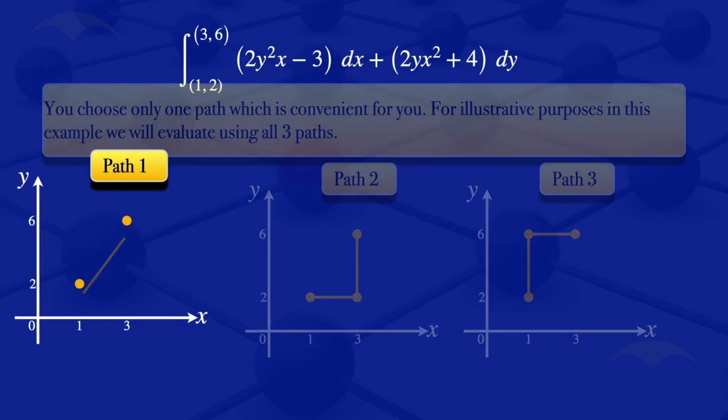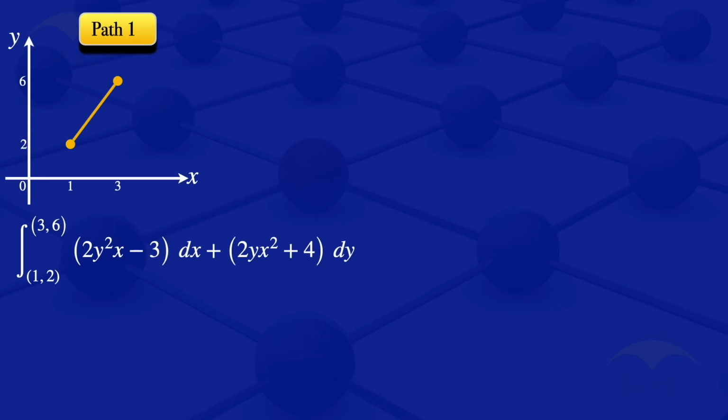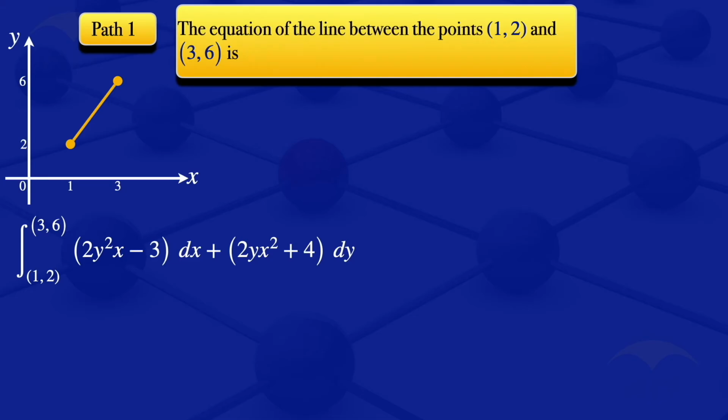I start with the first path, path 1, which moves from the point (1, 2) to the point (3, 6). That's a straight line, so we can find its equation. The equation of that line is y = 2x. From that equation, we obtain the derivative of y with respect to x, which gives us 2. Then dy = 2 dx.